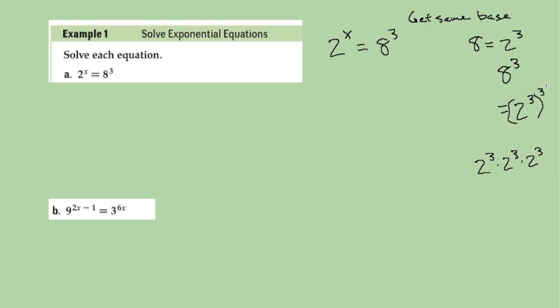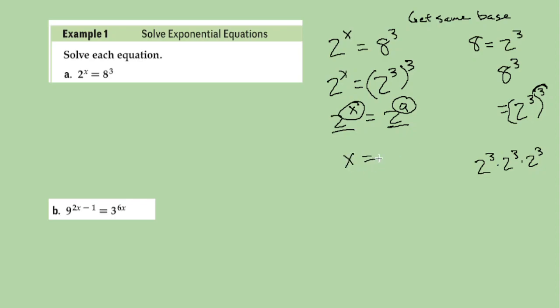But what do we do with that, right? When you have something and you raise it like that, what are you doing? You're multiplying. Multiply those numbers together. So in other words, 2 to the x is equal to 2 to the 3rd power, which is 2 to the x is equal to 2 to the 9th power. Now that our bases are the same, you just take this side and set it equal to this side.